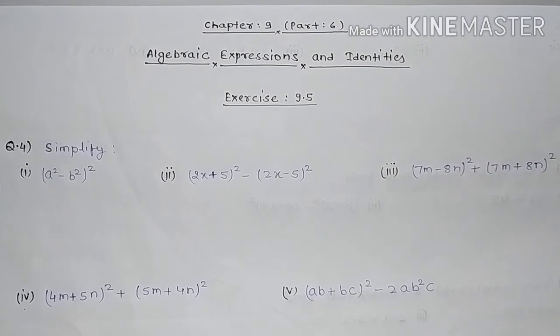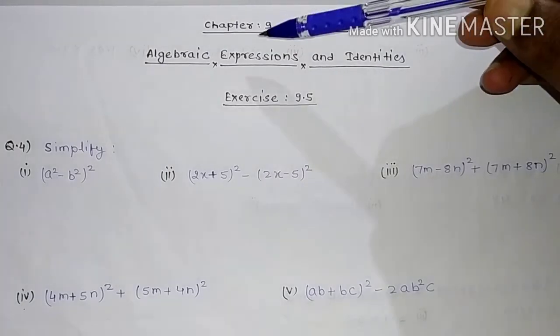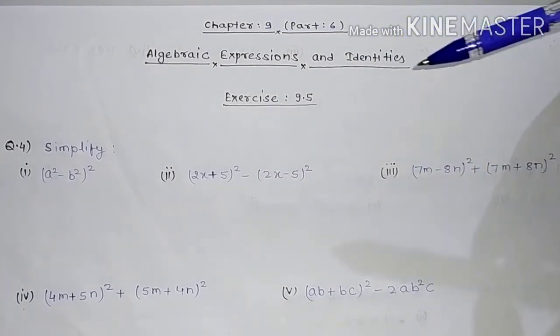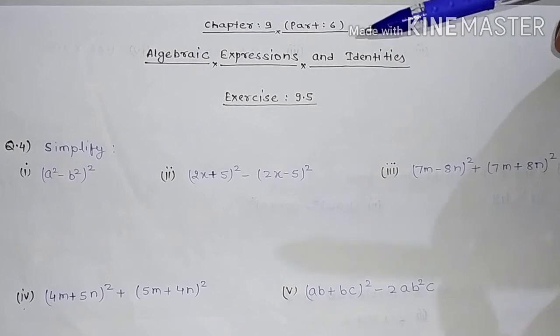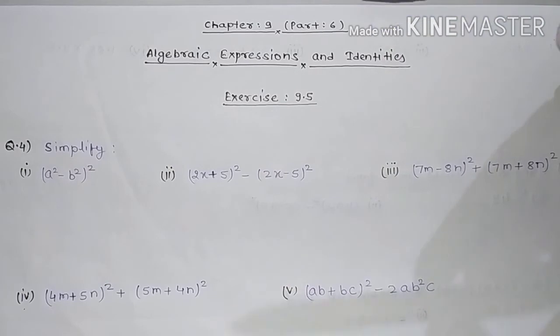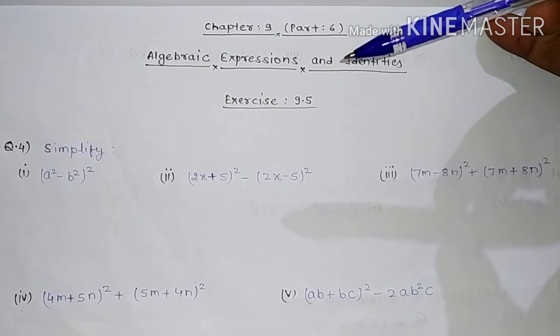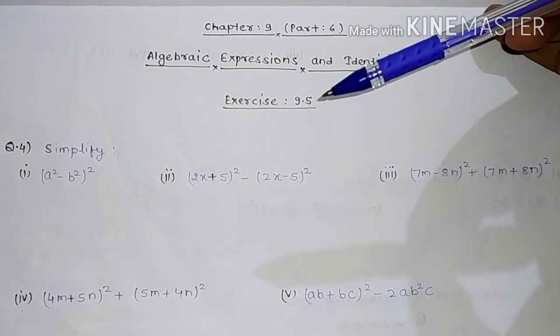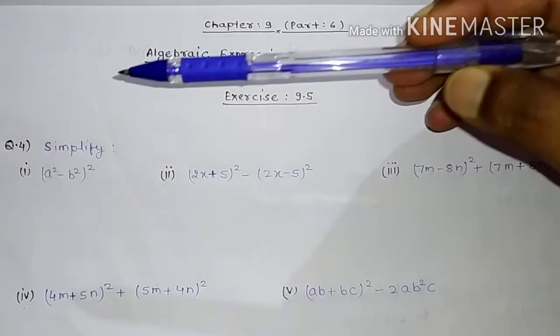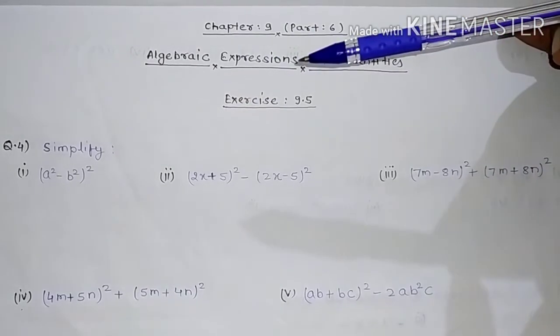Hello everyone. Today we are going to discuss chapter number 9 part 6, that is algebraic expressions and identities. In the previous part we have discussed exercise 9.45 up to question number 3, and in this part we are going to discuss from question number 4 to all the questions of this exercise.